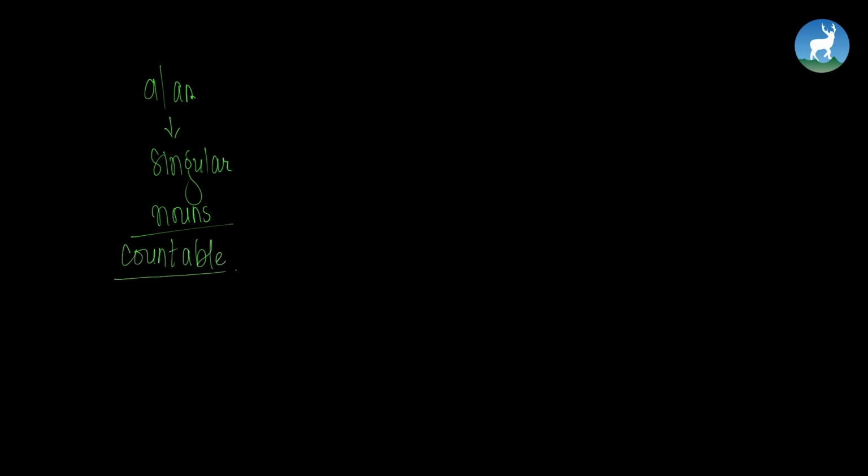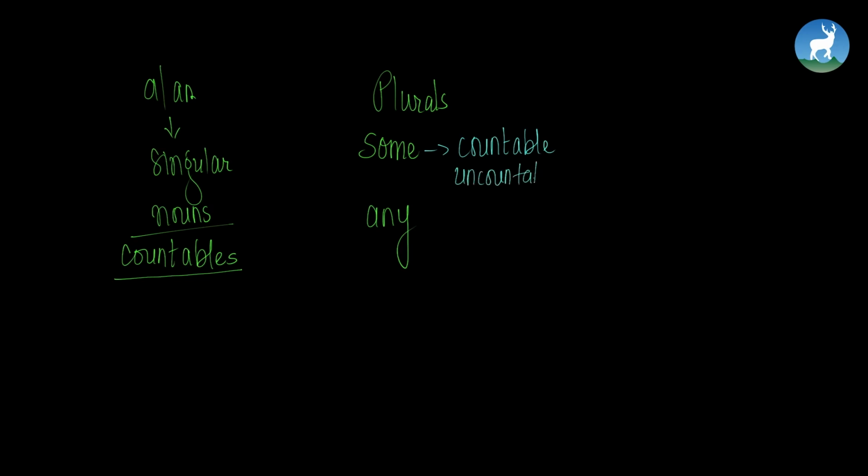Countables means that what can be counted, okay? Now for plurals, we use some or any. Some is used for countables and uncountables again. Some is used for both, used for plurals, okay? Countable, uncountable, plural nouns, alright? Any is used for, again, countables and uncountables, countable nouns and uncountable nouns.